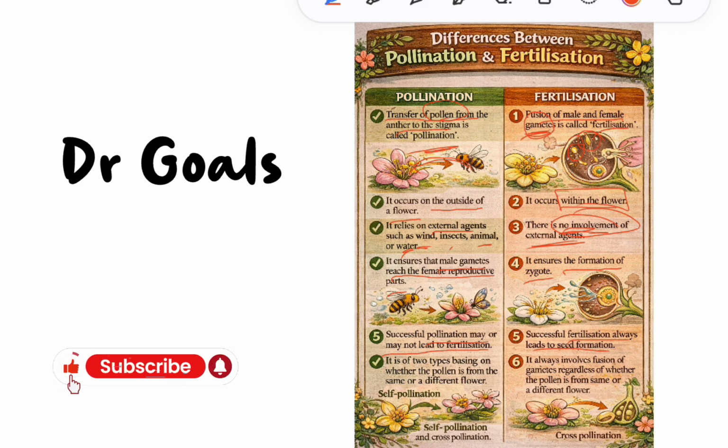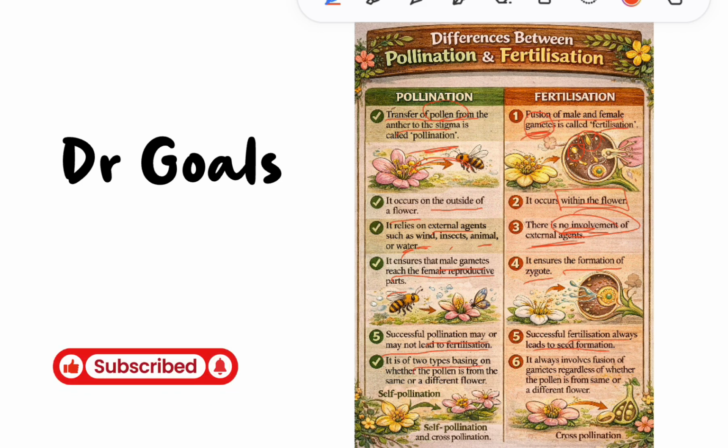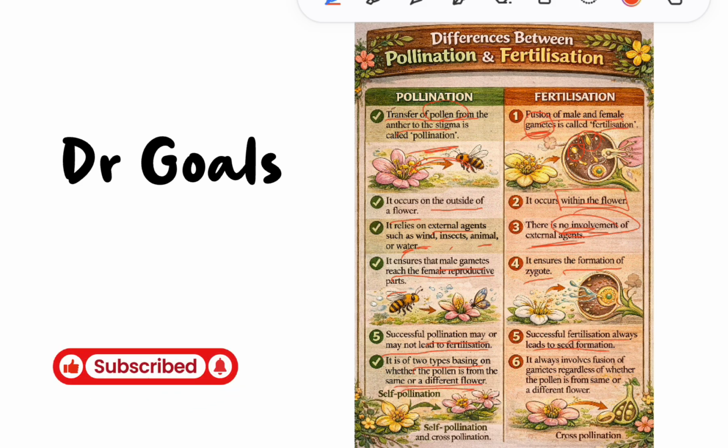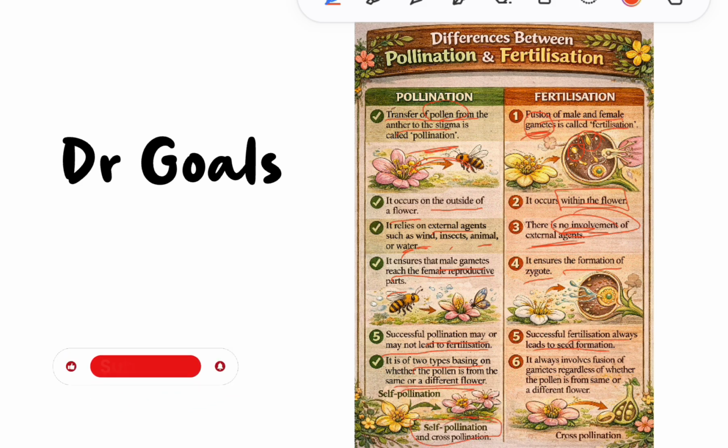And next, the difference is that pollination is of two types, based on whether the pollen is from the same flower or a different flower. That means self pollination or cross pollination, that is, same or different flower. So the two types are self and cross pollination.